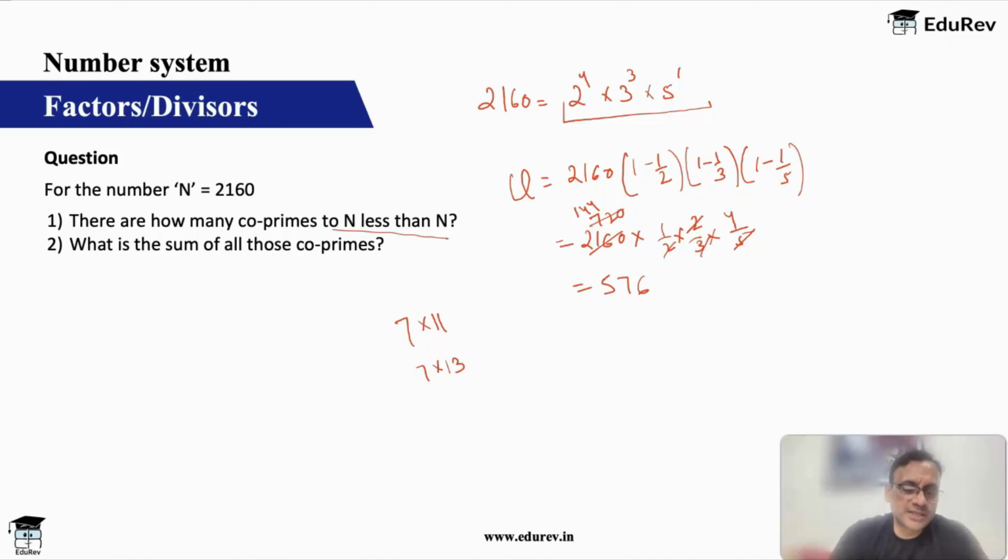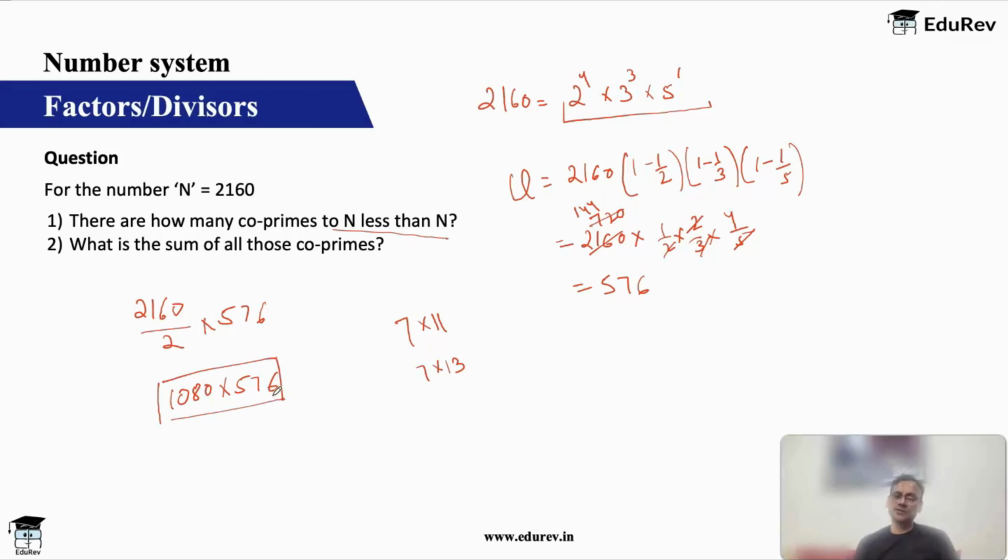Okay, what will be the sum of all those numbers? Sum will be 2160 by 2 into 576. Okay, or 1080 into 576. I'm not going to calculate this, but you know that this is what is going to be the answer for this question.